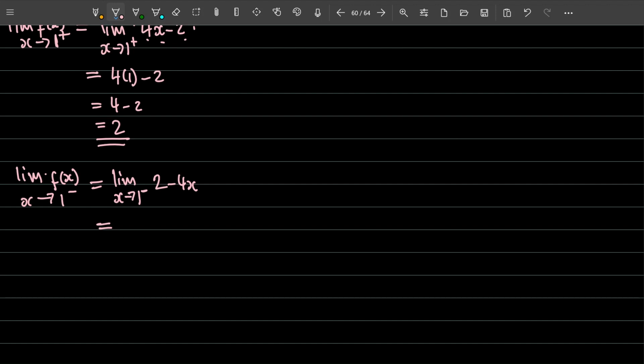What do we do when you have a polynomial function? You substitute. So it's going to be the limit. If you want to do it one by one, you'd say the limit as x approaches 1 from the left of 2 minus the limit as x approaches 1 from the left of 4x. Or you could say minus 4 times the limit as x approaches 1 from the left of x. Okay, you could still put the 4 here because it's just a constant, right?